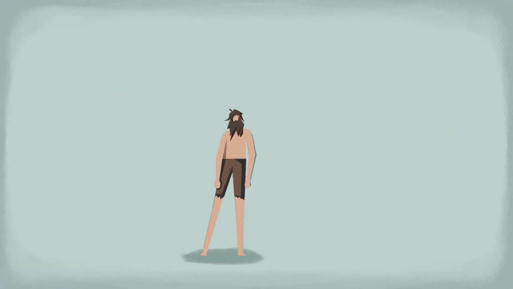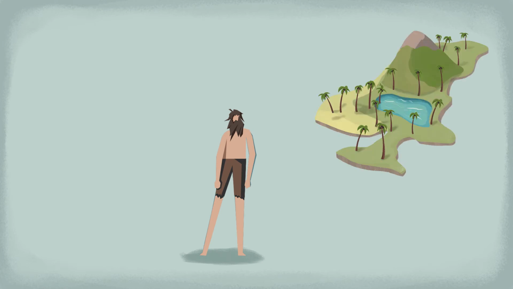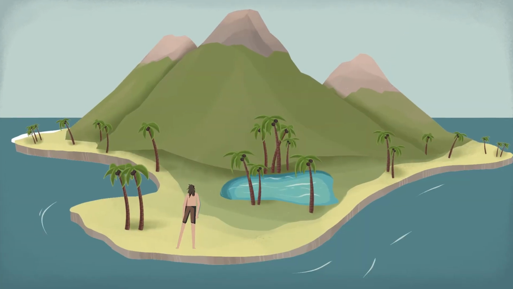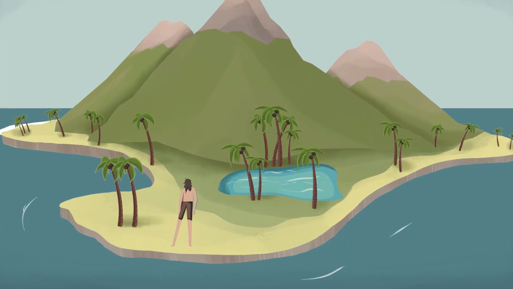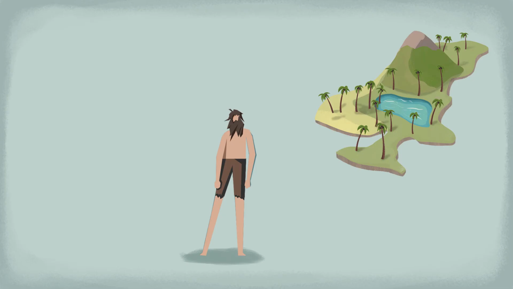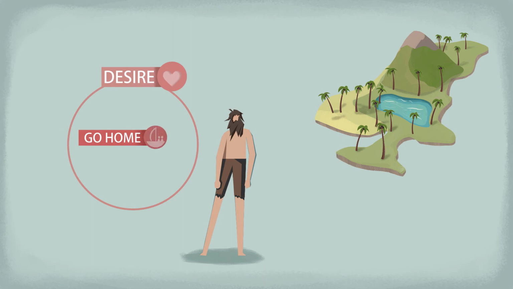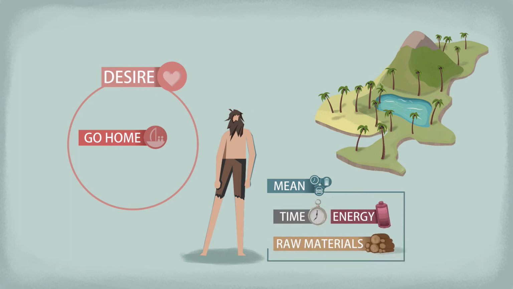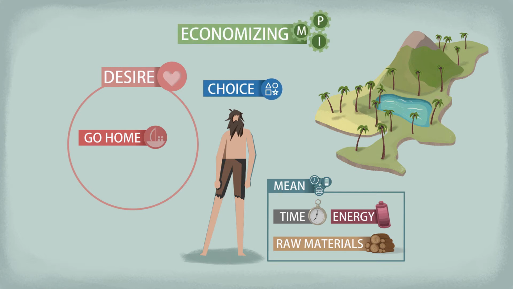Imagine a guy like Robinson Crusoe who's shipwrecked on a deserted island. His desires are very simple. All he wants is going back home to his people. He doesn't have anything except his bare hands, time, and raw materials of the island. There are not that many things he can do. His means and choices are limited. And because of this, economizing for him seems simple.